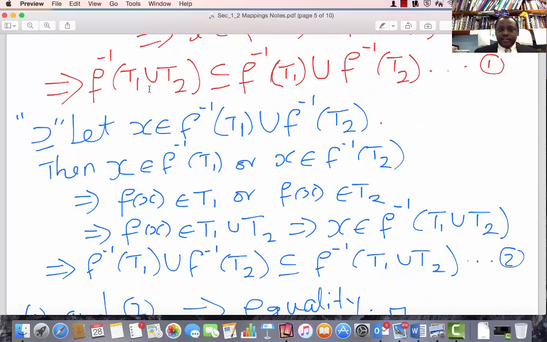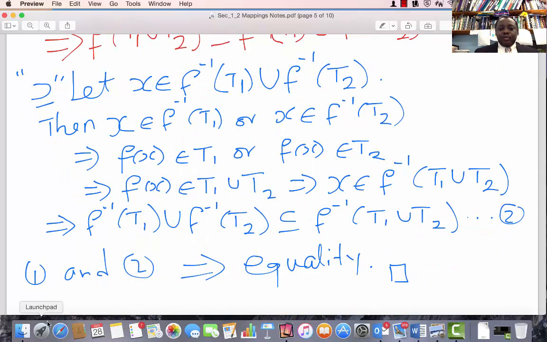This was 1 right here. The left-hand side is a subset of the right-hand side. This is 2. The right-hand side is a subset of the left-hand side. And 1 and 2 imply equality, and we are done.